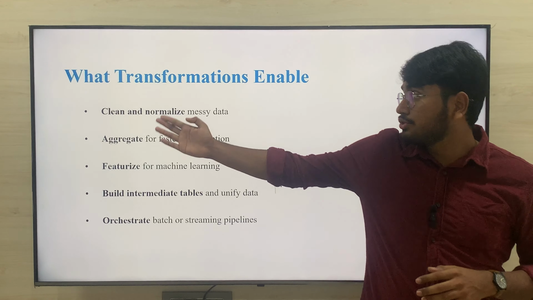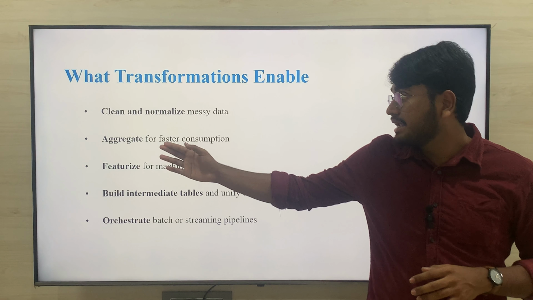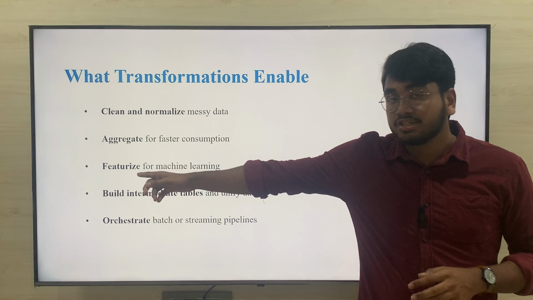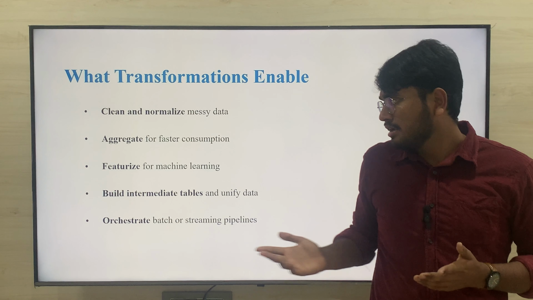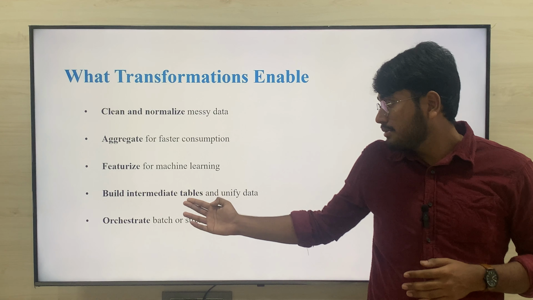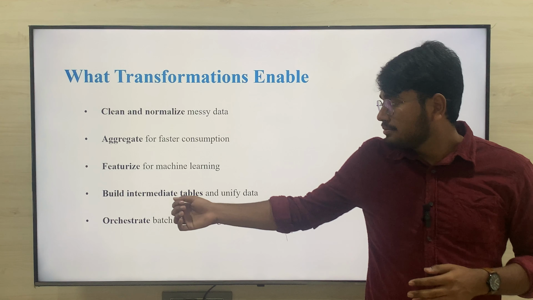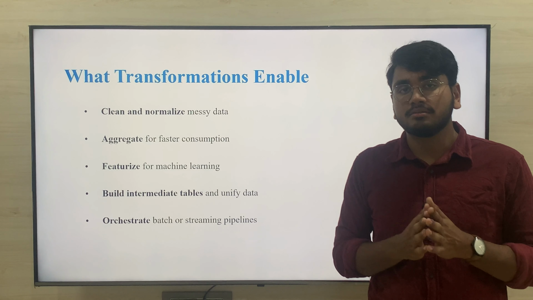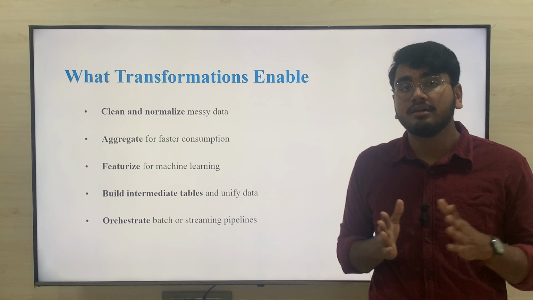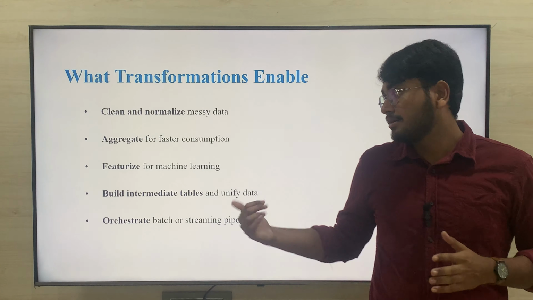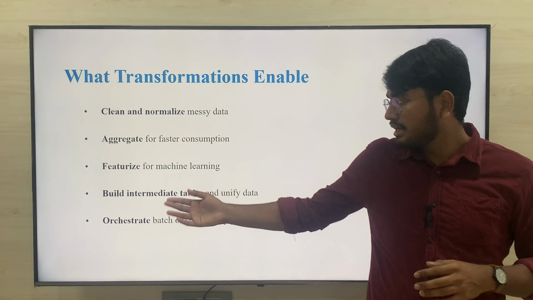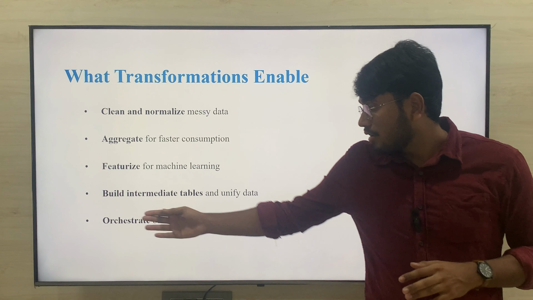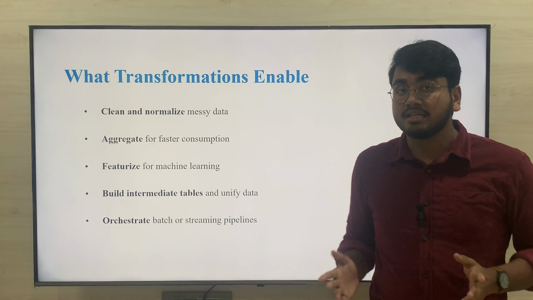So now let us see what transformation enables us to do. It allows us to clean and normalize messy data, aggregate for faster consumption, featurize for machine learning. So featurize means feature engineering for machine learning, build intermediate tables and unify data. Tables are representations of data during transformations and analyzing of data. We use tables, so building intermediate tables gives better understanding of the data and discoveries. Orchestrate batch or streaming pipelines.